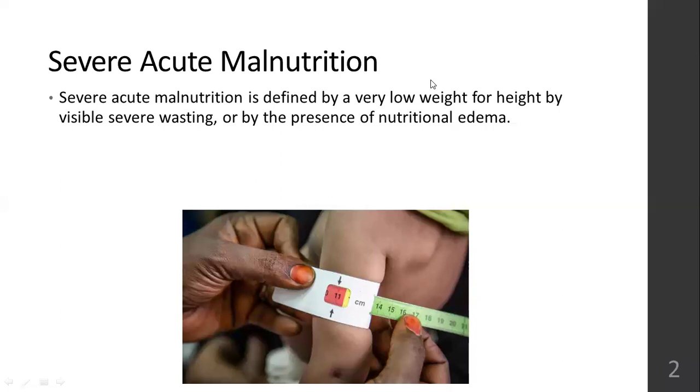Or clinical signs, such as bilateral pitting edema or muscular wasting, and even if the mid upper arm circumference is very low. In all these cases, we call it severe acute malnutrition. And every year, annually around 19 million children under the age of 5 die, and it accounts for approximately 4 lakh child deaths on a yearly basis.